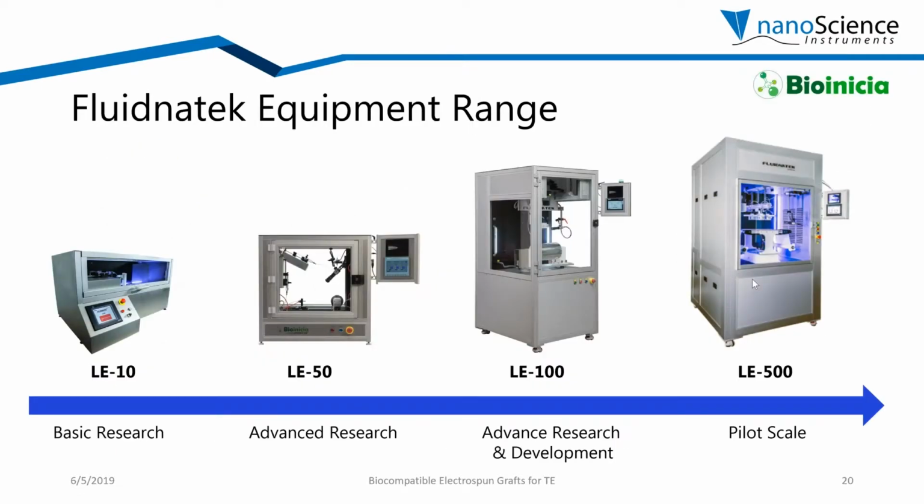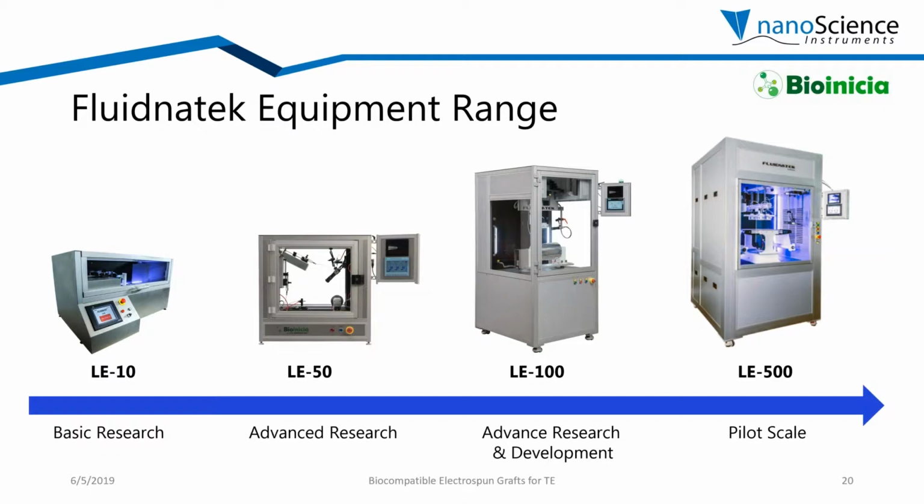All right, so to introduce everyone to our electrospinning machine that can be used for tissue engineering applications along with multiple other applications, we have 4 different units that are made in Bionicia. Us, NanoScience Instruments, are the exclusive distributor in the United States. First, we have the LE10, which is a benchtop unit mainly used for basic research and proof of concept.